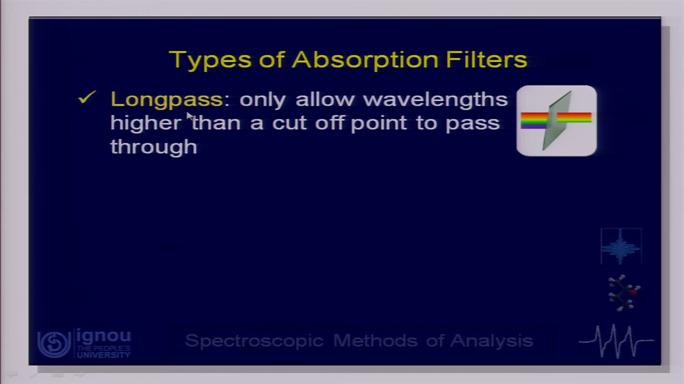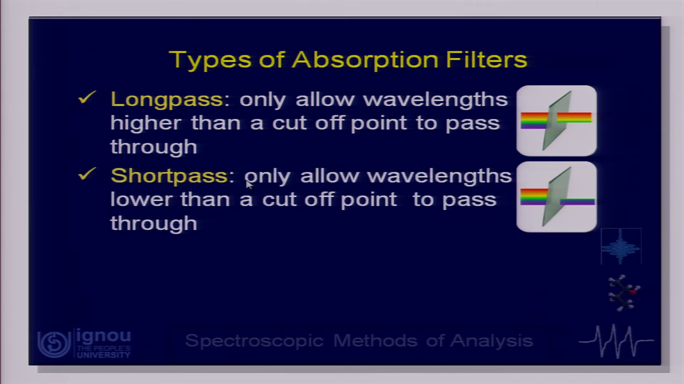One is called long pass absorption filters. As the name suggests, it allows radiation of long wavelength to pass through. Suppose this is my filter, and I am passing all this radiation from lower wavelength to higher. When this radiation passes through, it cuts off radiation of a certain wavelength and below, and allows wavelengths above this to pass through. So, that is long pass. That means it allows wavelengths higher than a cutoff point to pass through.